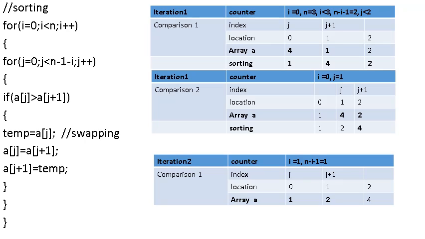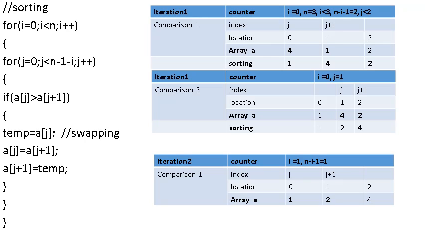Now j equal to 0 and n minus 1 minus I. N is 3. 3 minus 1 is 2. Minus I is 2 now. 2 minus 2 is 0. So 0 is less than 0. Condition is false. So control will directly come outside here.